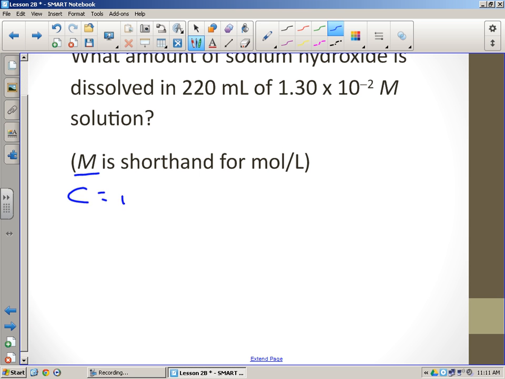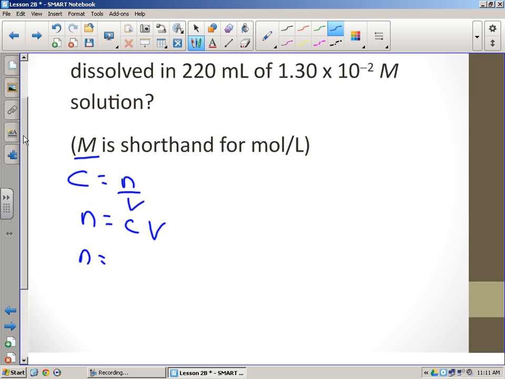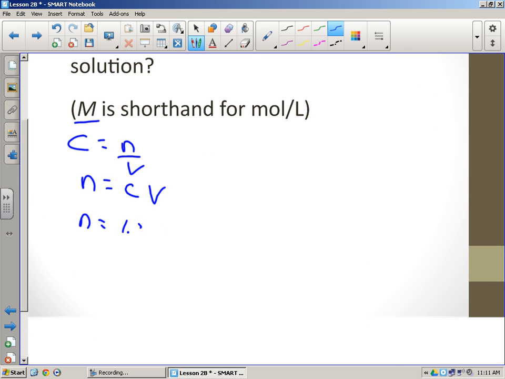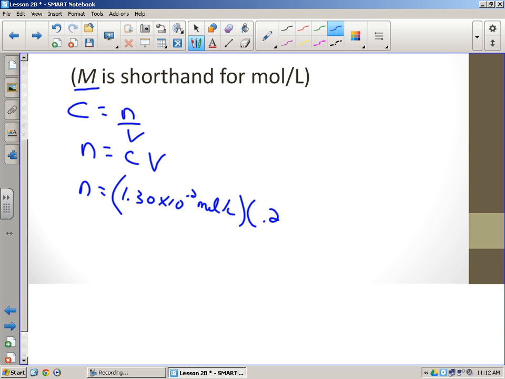If we're going to do this one here, we would do c over v here, n equals c times v. So if we want to find the amount, we would take, of course, c here, 1.30 times 10 to the negative 2 moles per liter, molar, okay, and multiply it by the volume, in liters, of course, and the volume is 220 milliliters, or 0.220 liters. All right. Multiplying those two together will give you your answer, of course.